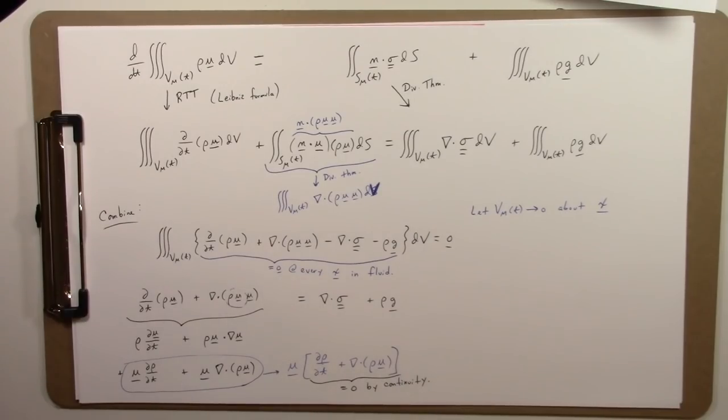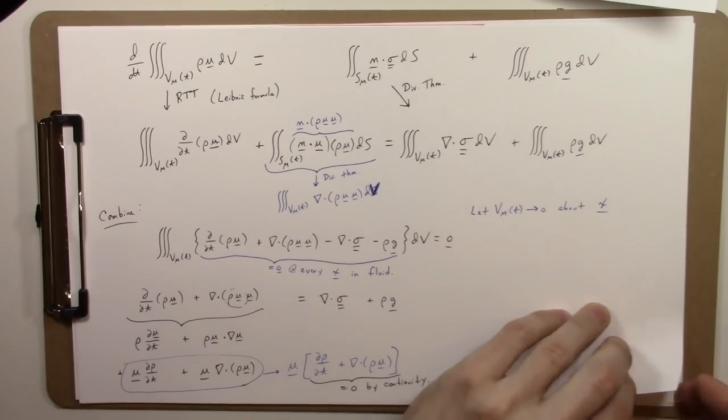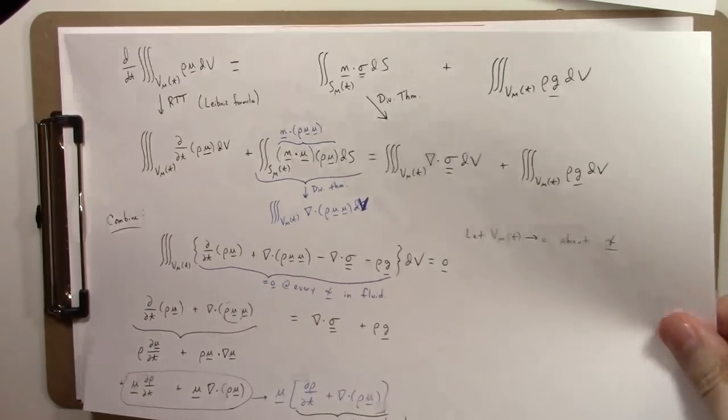And so what we're left with is rho du dt plus rho u dot del u is equal to del dot sigma plus rho g. So I'll write this out on the next page. It's a very important result. We want to make sure we emphasize its significance.